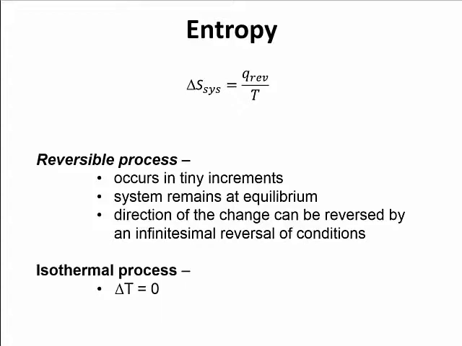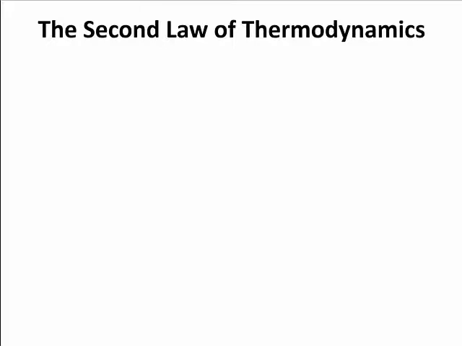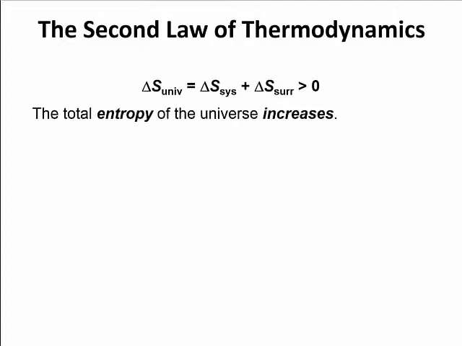Now, what does this all relate to? Well, this is going to relate to something called the second law of thermodynamics. The second law of thermodynamics simply says that delta S of the universe is equal to delta S of the system plus delta S of the surroundings, and that's always going to be greater than zero. Okay? So the total entropy of the universe is always going to be increasing.